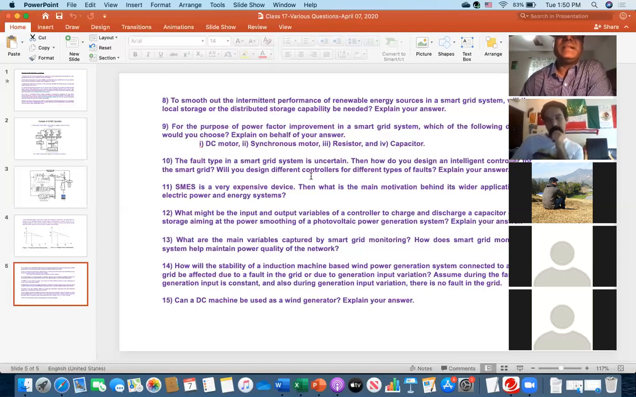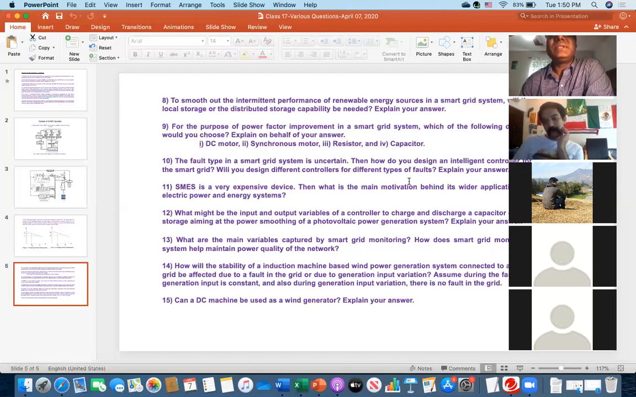And I have said that is uncertain. You don't know, is it 3-phase short circuit, or is it 2-phase, or only 1-phase. Now, then I said, how do you design an intelligent controller for the smart grid? Will you design different controllers for different faults? I am asking this question because when it is 3-phase to ground fault or 3-phase short circuit, that is the severest case. That time current magnitude is very high and voltage becomes very low because it is short circuit.